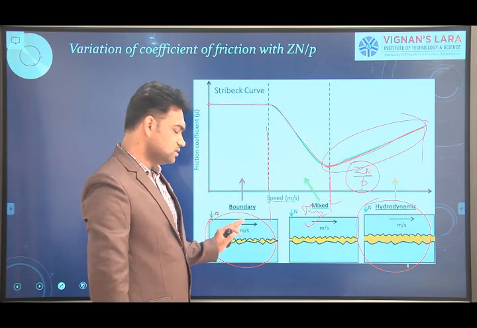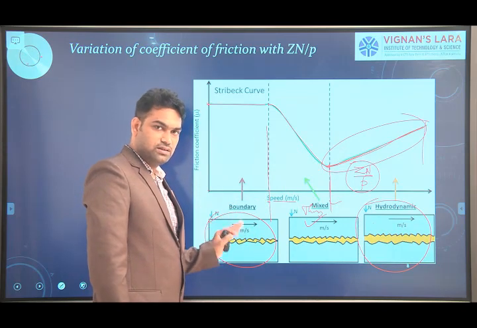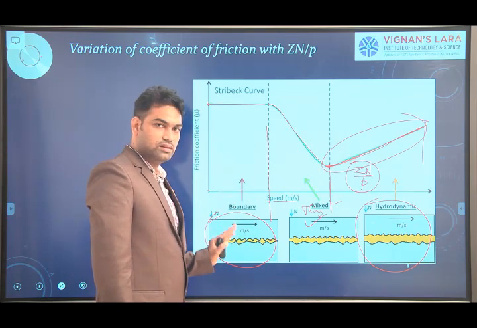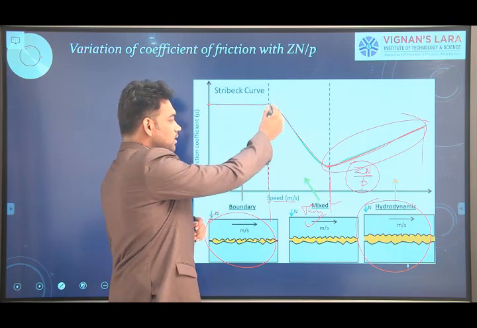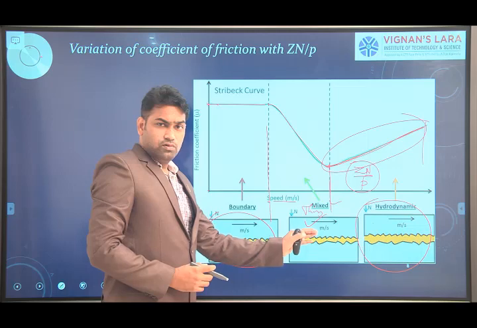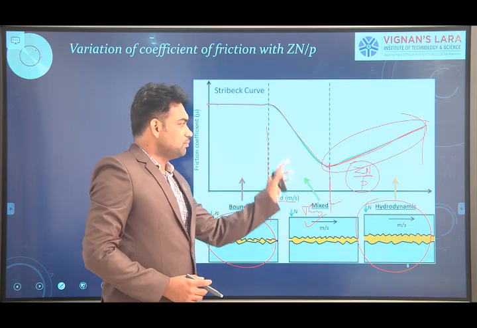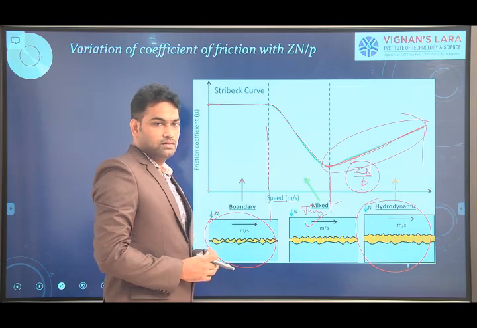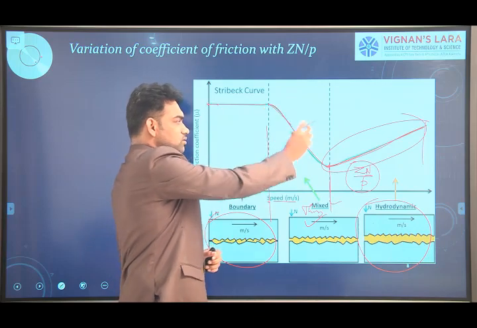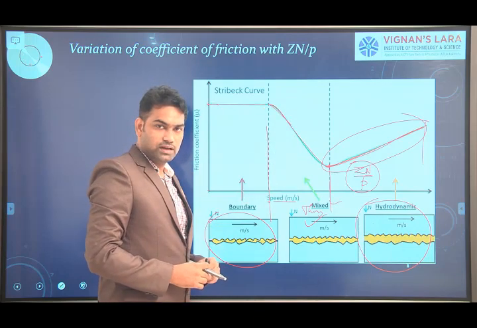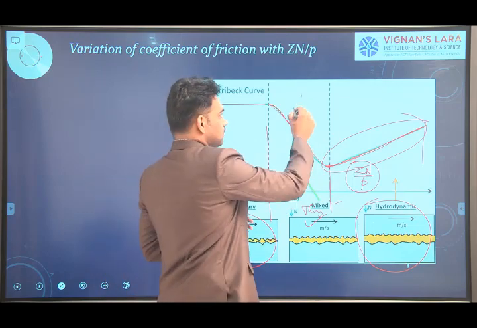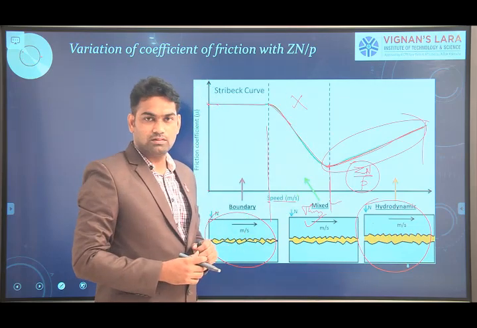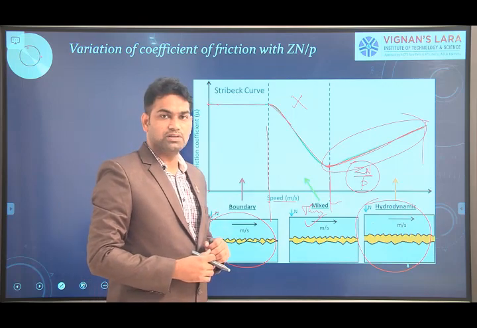At the initial stage, with the bearing at rest condition, there will be direct metal to metal contact, so that greater friction is available. At this stage, and then with the thin layer of lubricant, that is mixed lubrication, there is partial metal to metal contact, so the friction is going to decrease due to the application of the lubricant. So the friction is going to decrease. But this region is not suggested for the operation of the bearing.